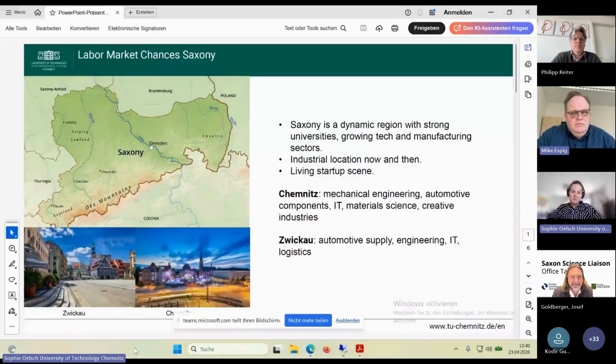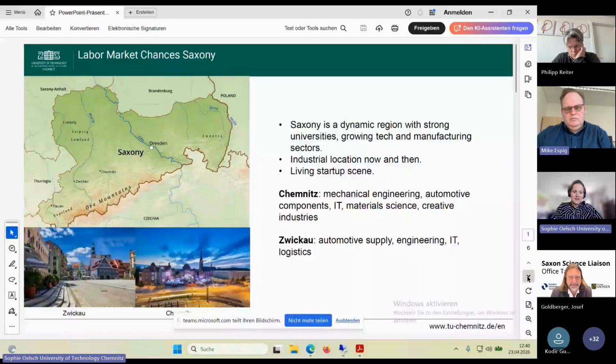So let me give you a short list of core competences of Chemnitz and Zwickau. Chemnitz is very strong in the fields of mechanical engineering, automotive components, but also IT, material science, and creative industry. Zwickau, like Professor Espig already told you, is very strong in automotive supply, but also engineering, IT, and logistics. So if these fields sound interesting for you, then probably Chemnitz and Zwickau should be a good place to study for you, but also to work.